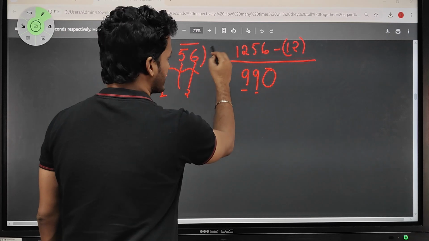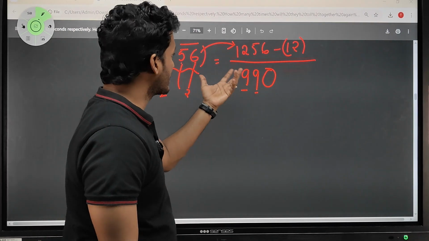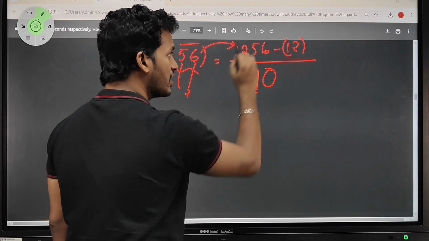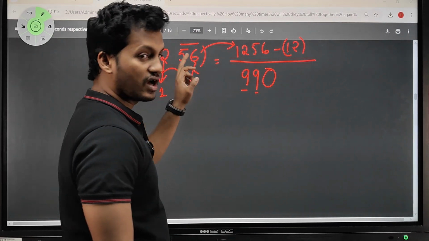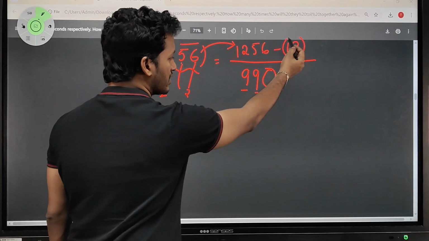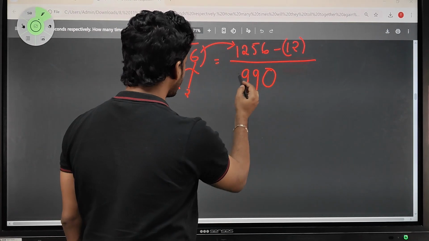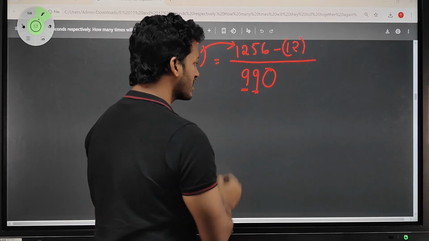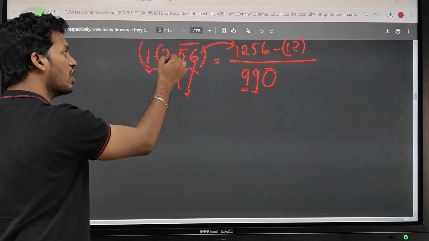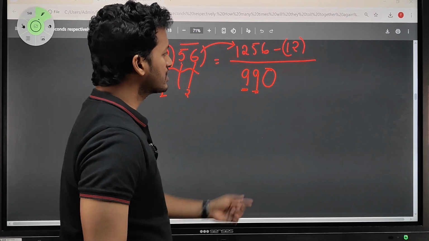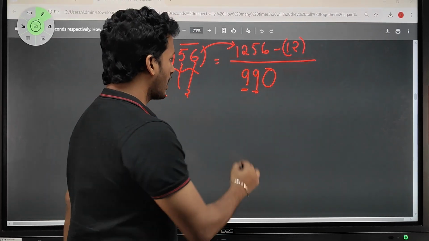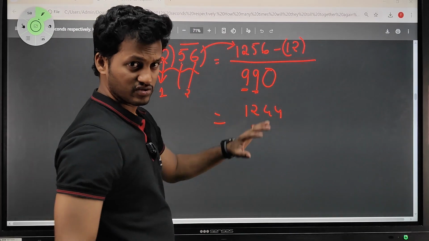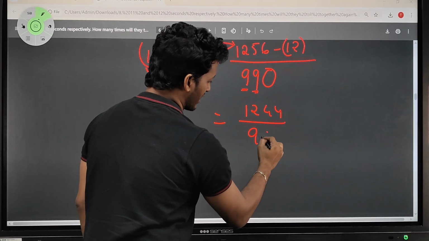I'll take the value as it is, without any recurring bar or decimal: 1256. Next, which numbers are not repeating? 1 and 2. I'm not considering the decimal here. I wrote 12 directly. In the denominator, how many digits are repeating? 2 digits, so I took 2 9s. After that, how many digits are not repeating after the decimal? One digit, so in place of that I took 0. Now this value becomes 1244, that is 56 minus 12, which is 44, divided by 990.